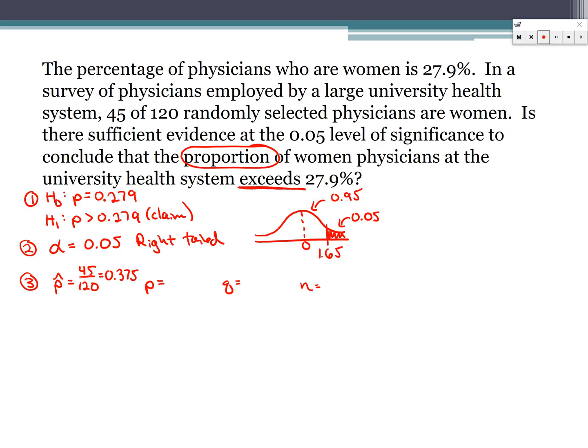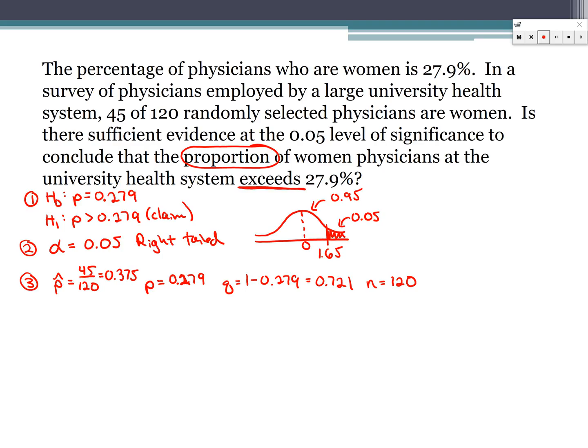All right, so then the p without the hat, just plain old p, that's what we hypothesized our proportion to be. That's our 0.279. That's our 27.9%. Oh, that's a 2. It looks like a 1. There we go. Q then, to find Q, remember, just do 1 minus your p-value. And that's been a common theme for us. P and Q, those are not new ideas for us. And then I need my sample size. And we had 120 physicians that were selected.